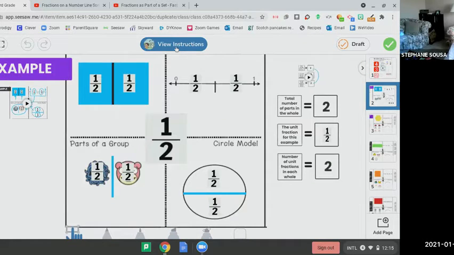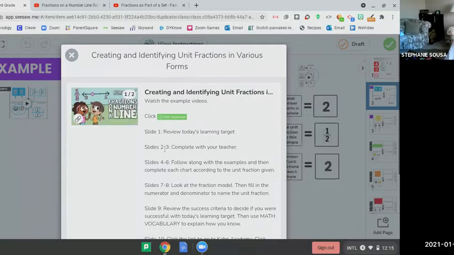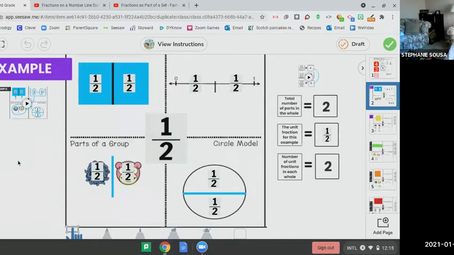Our directions here say slides 2 and 3 complete with your teacher. So this is an example, and this example has been completed for us by Ms. Thaxton. Looking at it right here, you see all of the correct answers, okay? In the center, we've been given the fraction 1/2. That means we're using one part, and there are 2 parts on the whole. If we look in the left corner, we see a rectangular model that has been divided into 2 parts, and each part has been labeled with 1/2.